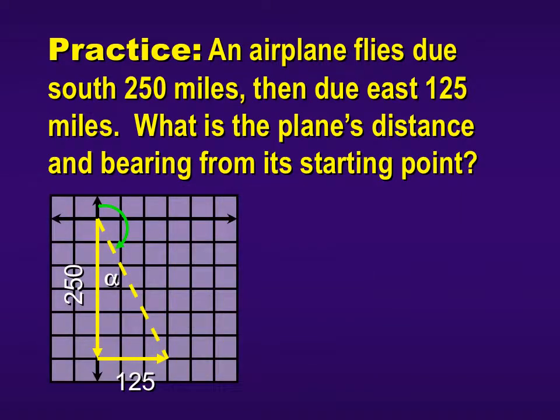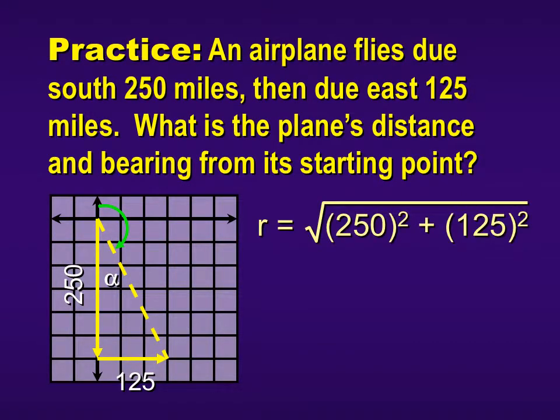So the first thing we want to do is figure out what that distance is. Well, we can do r equals the square root of x squared plus y squared. So 250 squared plus 125 squared, and then square root it. We get approximately 279.5 miles. So that's its distance. However, now we want to know, what is its bearing? What is the degree?